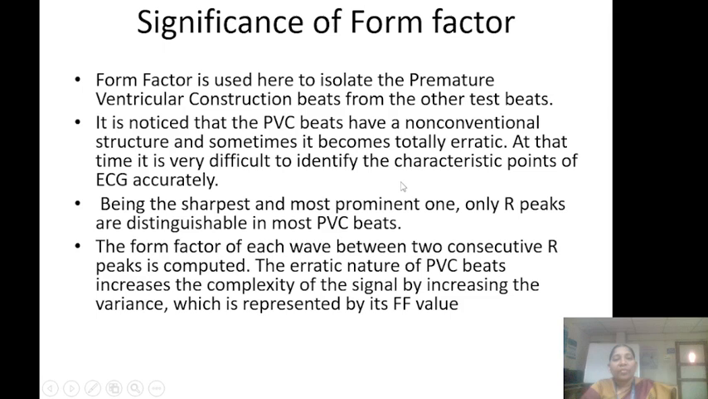As for the significance of the form factor, it is used to isolate the premature ventricular contraction beats from the other beats. The form factor of each wave between two consecutive R peaks is computed. The very erratic nature of the PVC beat increases the complexity of the signal, thereby increasing the form factor value.